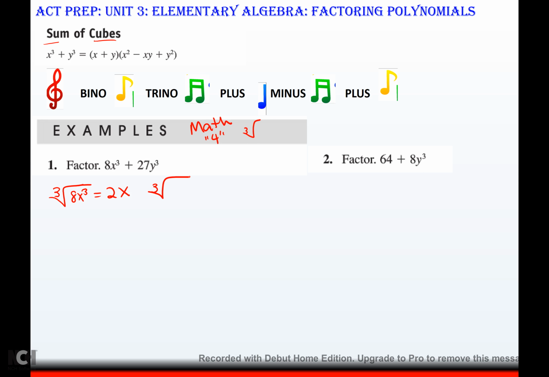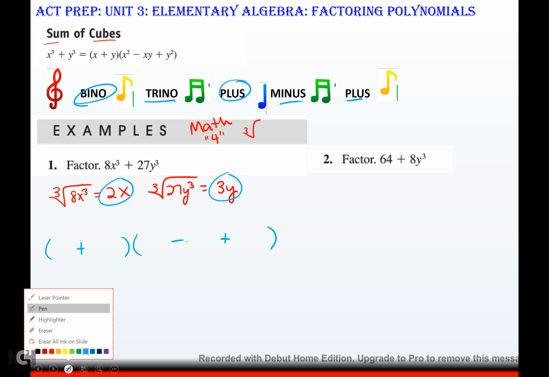And I've got to check the last one. The cube root of 27y cubed would be 3y. Again, if you do the cube root of 27, the calculator will tell you 3. So it's perfect, which means I sing my song. I'm going to have a bino, I'm going to have a trino, and my signs are going to be plus in the first one and minus, plus in the second. Bino, trino, plus, minus, plus. Remember that song. It works. I've remembered it for years. Your terms in the first one are the 2x and the 3y.